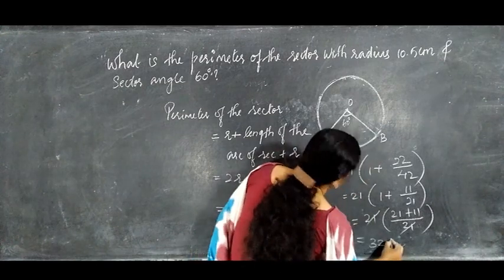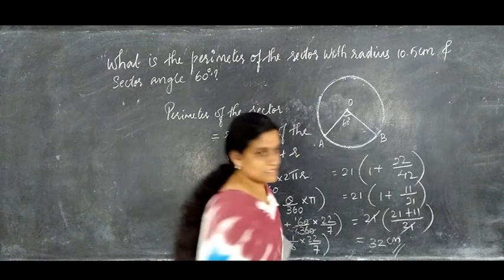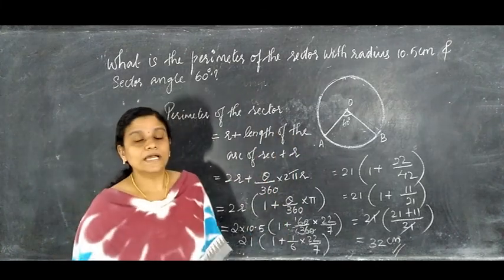Is it clear? 32 what? Centimeters. The perimeter of the sector is equal to 32 centimeters.